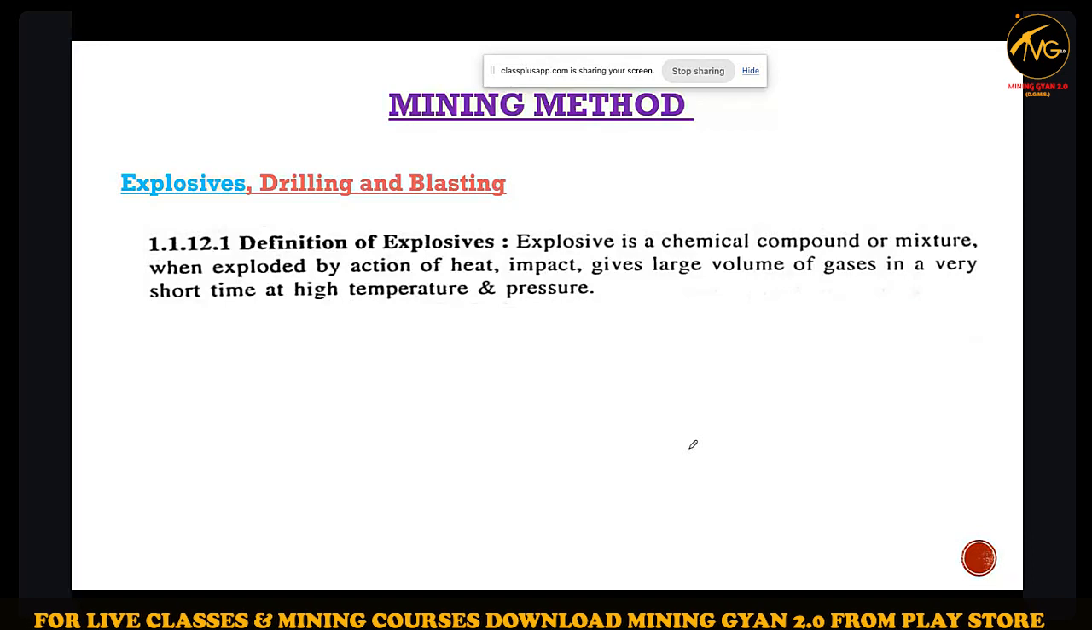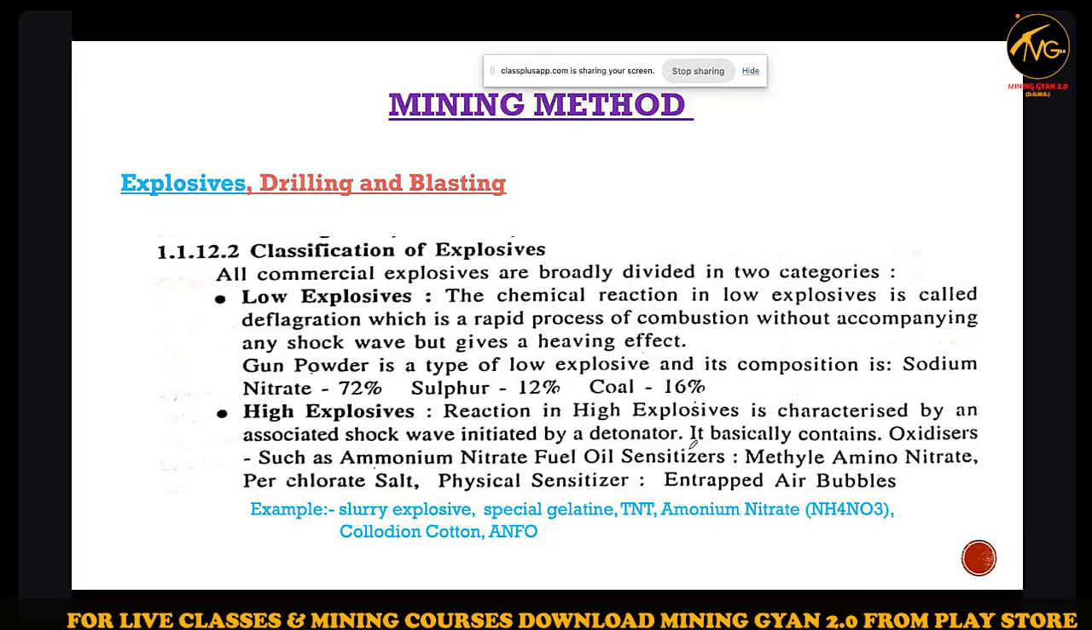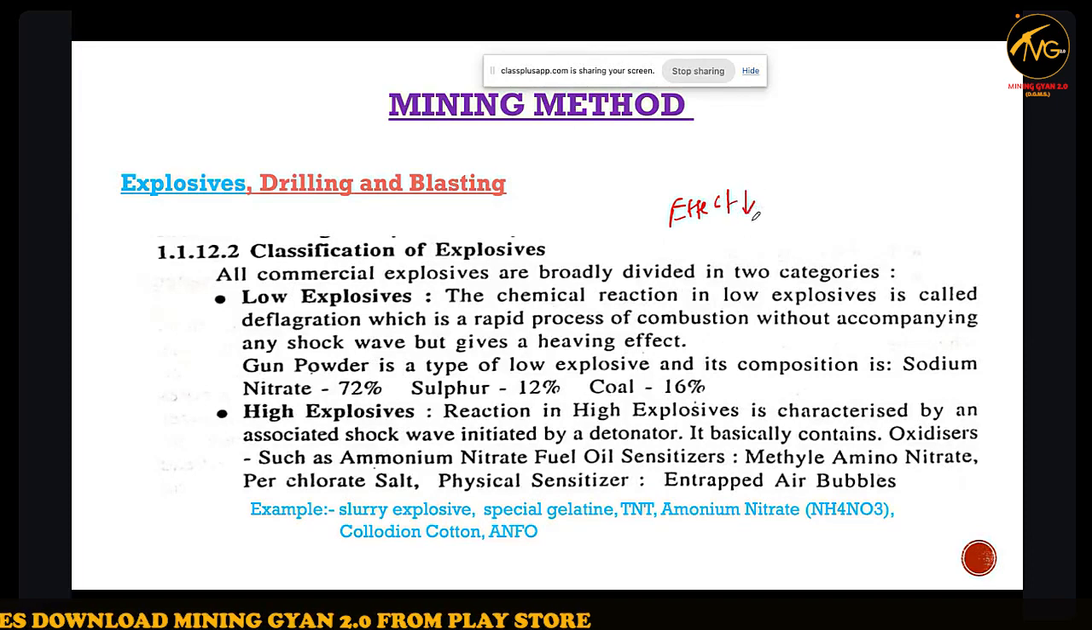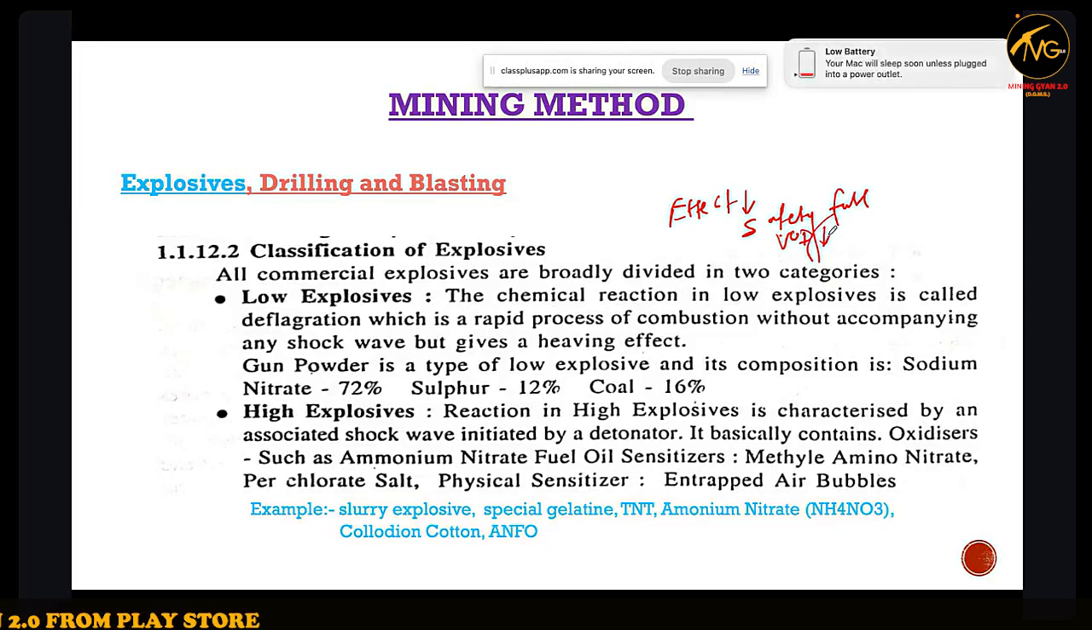And then we have discussed the definition of explosive, classification of explosive: low explosive, high explosive. An example of low explosive is gunpowder. In low explosive the effect is low, it is fired by safety fuse, and VOD is low. Then we have discussed high explosive.